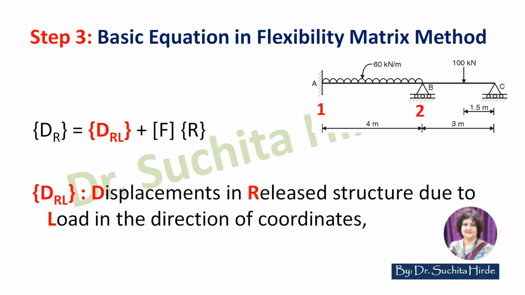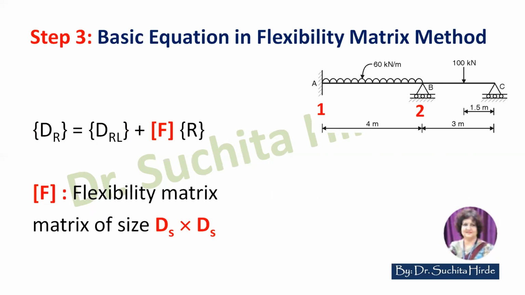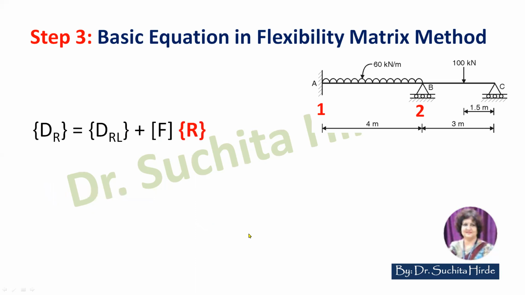Second is DRL matrix. So DRL matrix means displacements in released structure due to load in the direction of coordinates. So here, since MA and MB are the unknown redundant reactions, so we will consider coordinates at 1 and 2, that is at A and B. So DRL matrix will have size ds by 1. That means in this case, the size of DRL matrix will be 2 by 1. Next is flexibility matrix. So flexibility matrix has size ds by ds. That is, if degree of static indeterminacy is 2, the size of flexibility matrix is 2 by 2.